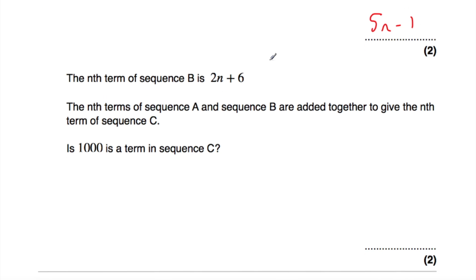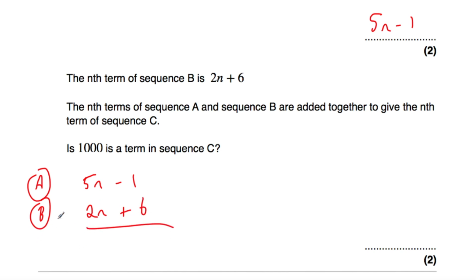which is 5n minus 1, and sequence B, 2n plus 6, are added together to give the nth term of sequence C. And then we're asked, is 1000 a term in sequence C? So let's add together the two nth terms. For sequence A, the nth term is 5n minus 1. For sequence B, the nth term is 2n plus 6. Let's add them together to find the nth term of sequence C.